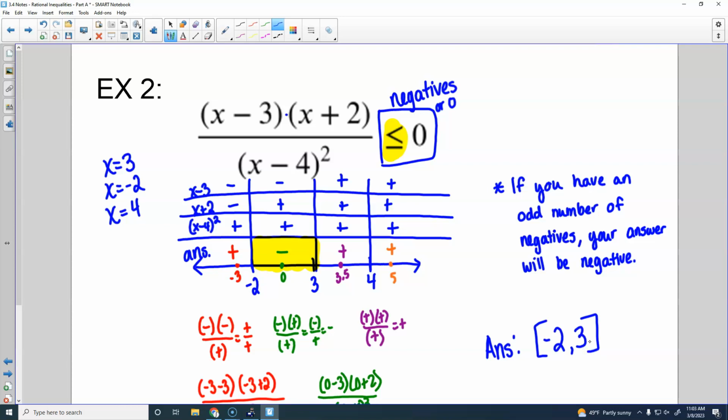But you want to check excluded values on this. So what is the excluded value for this expression? 4. You cannot have a 4. So this is okay because I can include negative 2 and 3 because neither one of those are excluded values. So this is going to be my answer. If it were to include 4, you would have to change whatever's with the 4 to a parentheses because you can't actually have 4. Hopefully that's going to happen on the last problem so you guys see what that looks like.